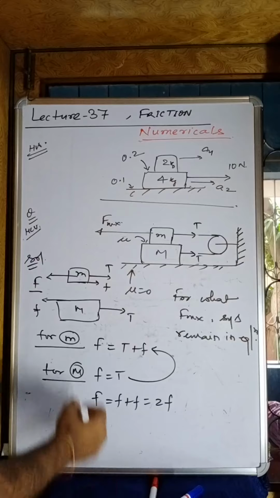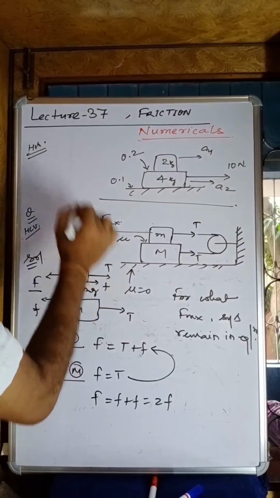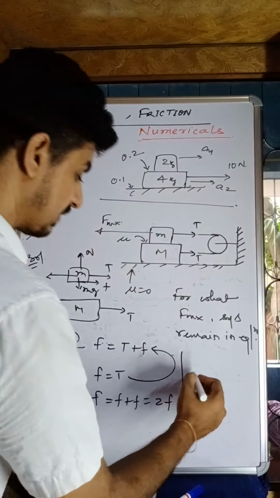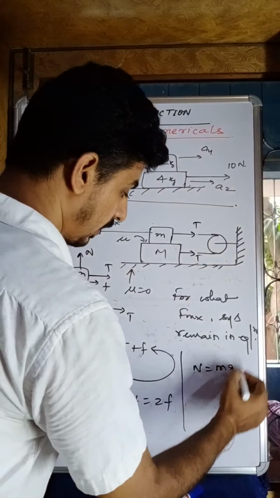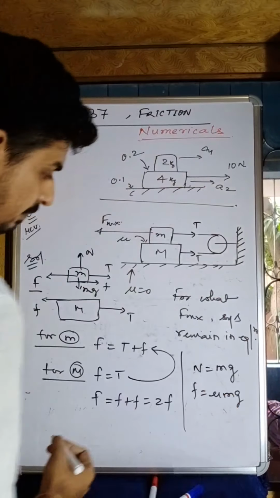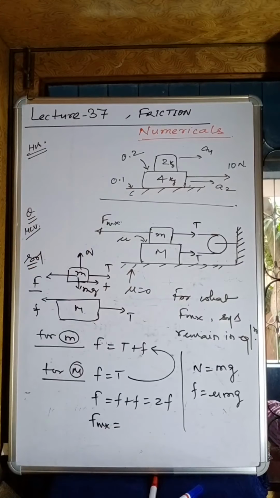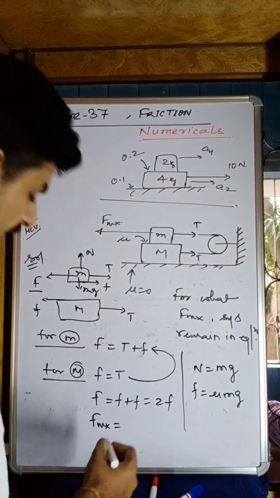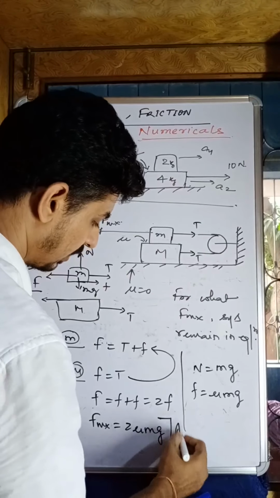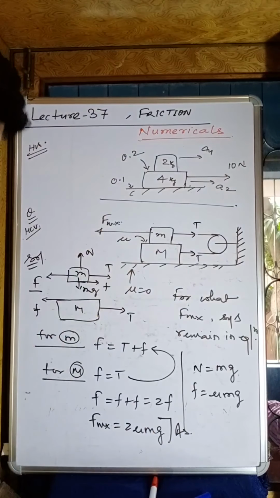Now, from here, the weight of the body is mg, and the normal reaction is N. So, my dear students, we can write here N is equal to mg, and F can be written as mu mg. It means the maximum force that you can apply while the system remains in equilibrium is 2 times mu mg. This is the answer. Now, remember, my dear students, the question is not over here.